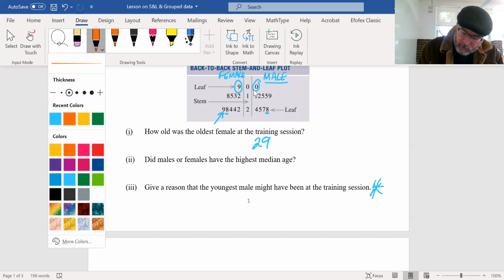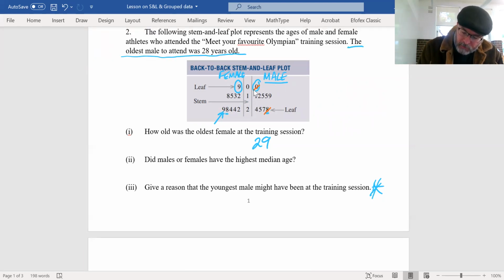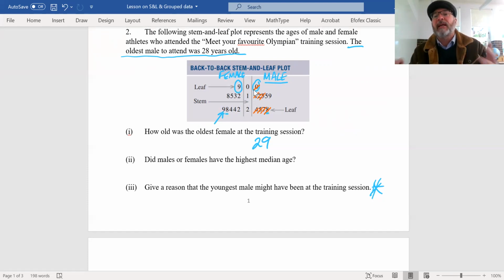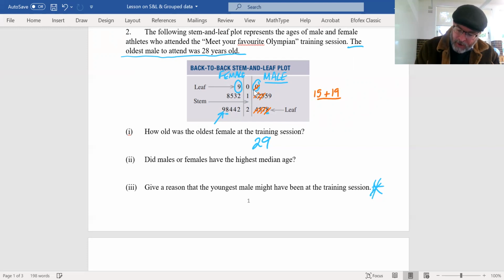So crossing out the smallest and the largest male, then the next smallest and the next largest, the 27 and the 11, then the 12 and the 25, then the 15 and the 24. Now, there's 2 left in the middle, so there must have been an even number of scores altogether there, right? So in the middle, I've got a 15 and I've got a 19. When that happens, I average them out. So the average of 15 and 19 is 17. So the males' median is 17.